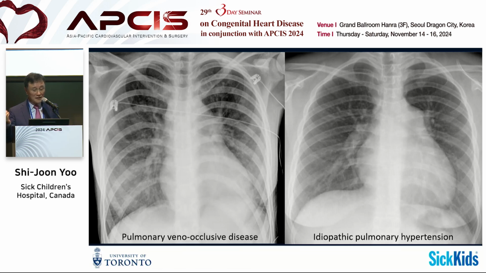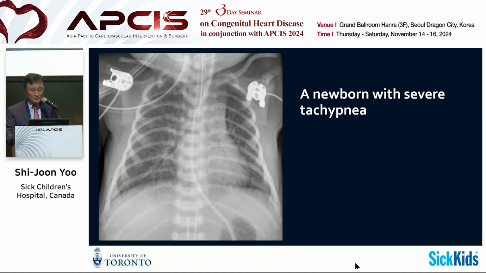On your right side is idiopathic pulmonary hypertension. There, you can see vessels are still clean. However, on your left side, pulmonary hypertension, the vessels are blurry, and then you have some septal lines here and there. It is a rare diagnosis, but you might not want to give the vasodilator to the patient on the left side. Okay. This is another one, a newborn with severe tachypnea.